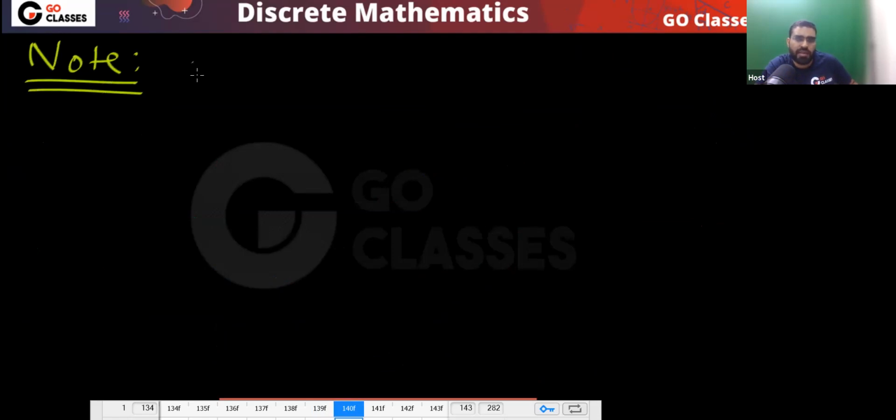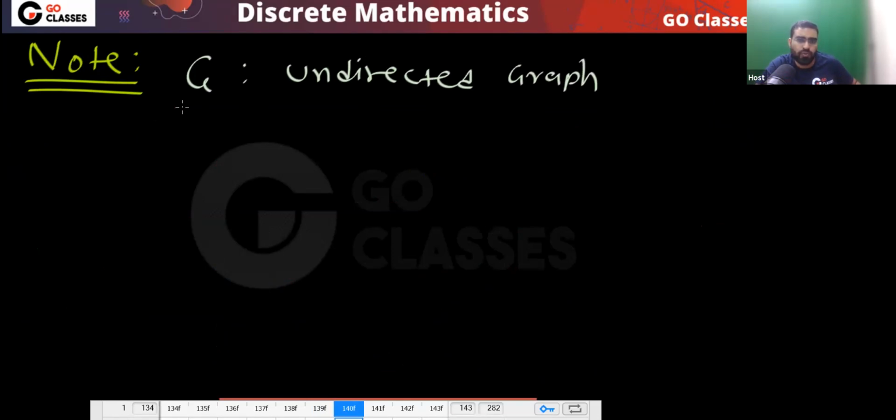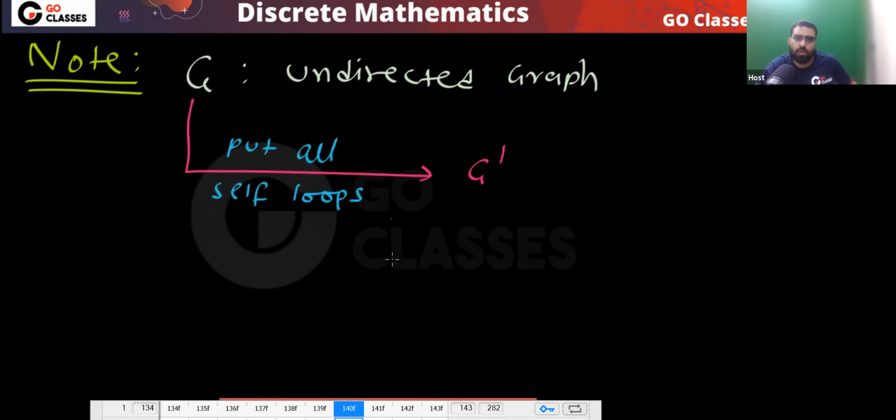So you have a graph G. G is an undirected graph. Right now, we are considering undirected graphs. From this G, you create a new graph. What you do is put all the self loops. You will get a new graph G dash.